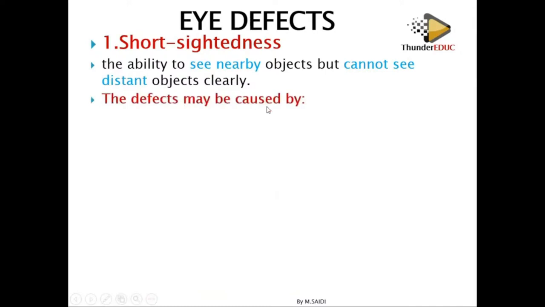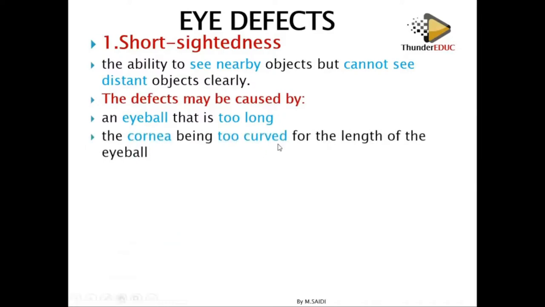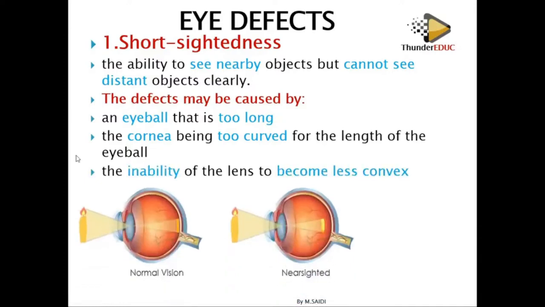This defect may be caused by, number one, the eyeball being too long, whereby the image is formed in front of the retina. The cornea is too curved for the length of the eyeball. If it is too curved, the light is bent too much compared to how it's supposed to be bent. The image then forms in front of the retina. And then there is the inability of the lens to change, the inability of the lens to become less convex.